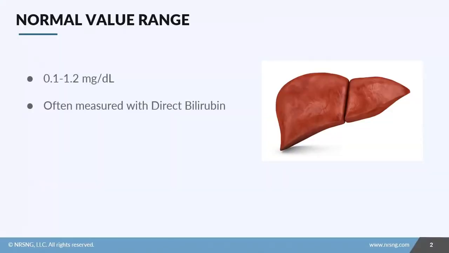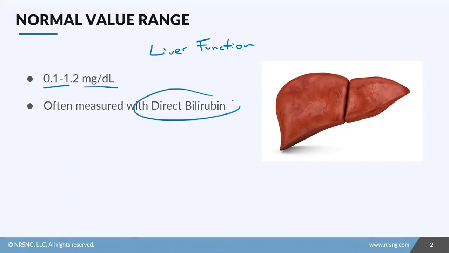All right, in this lesson, we're going to take a look at total bilirubin. Bilirubin is a marker that we use to look at liver dysfunction or liver function. The normal value for total bilirubin is going to be 0.1 to 1.2 milligrams per deciliter, and it's often measured with direct bilirubin. But in order to understand why we measure it, we need to see how it works.